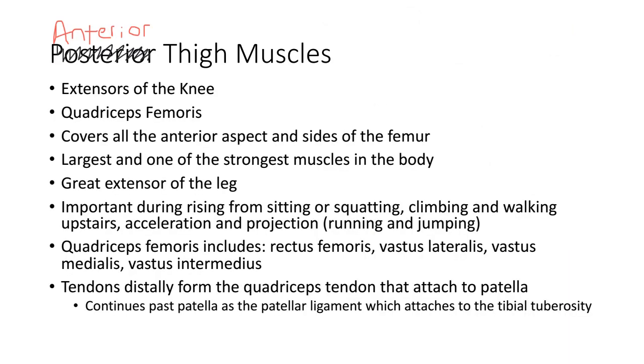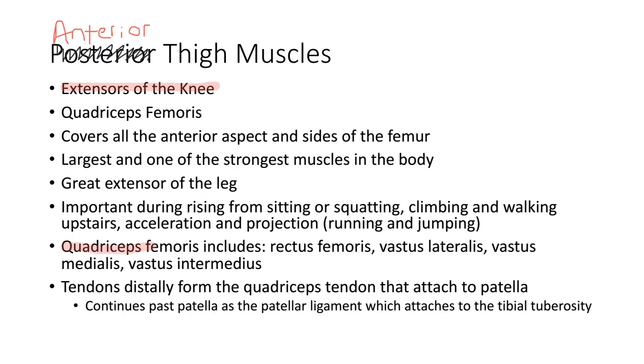So now we're going to look at the anterior thigh muscles, which are the extensors of the knee. They are made of the quadriceps muscles. The quadricep muscles cover all of the anterior aspect and the sides of the femur. The quadriceps are the largest and one of the strongest muscle groups in the body. So they are called the great extensor of the leg. They're important during rising from sitting or squatting, in climbing and walking upstairs, and in acceleration and projection, which is running and jumping.